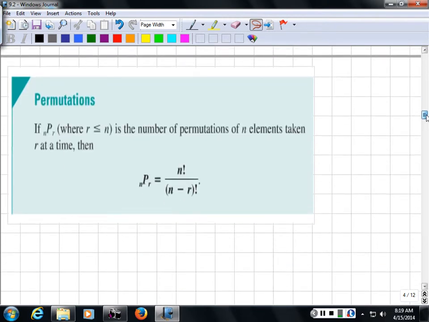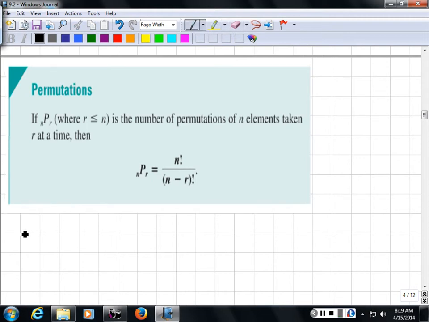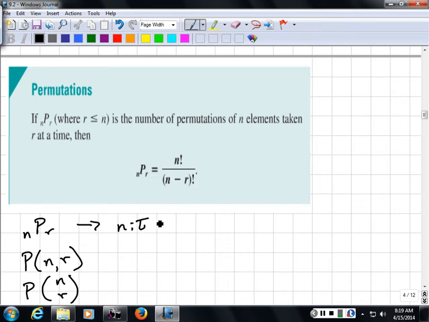There are a number of different ways to write the symbol. You may see it like this at some point, and you may see it like this. Okay? They all mean the same thing. Now, what that means is we're going to take n items, arranged r ways. That's not really accurate, but it works.